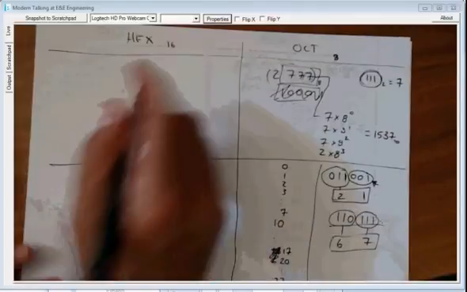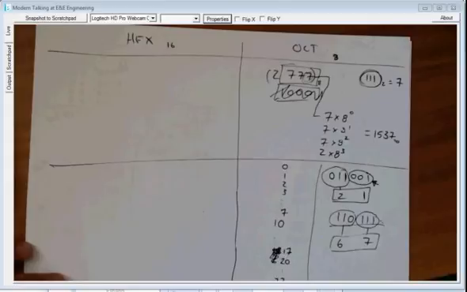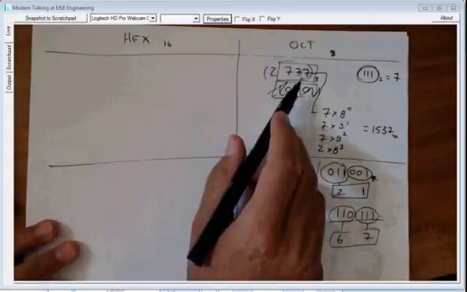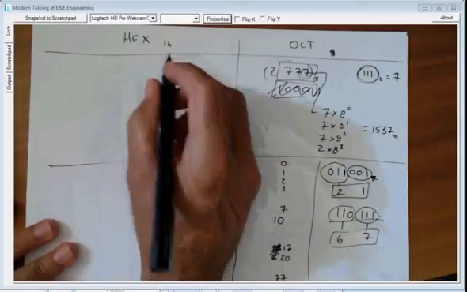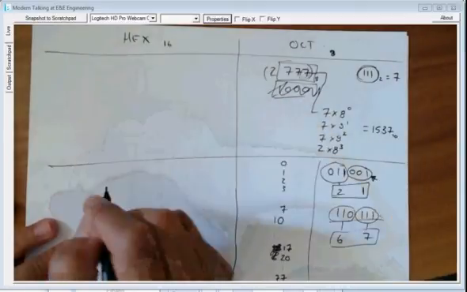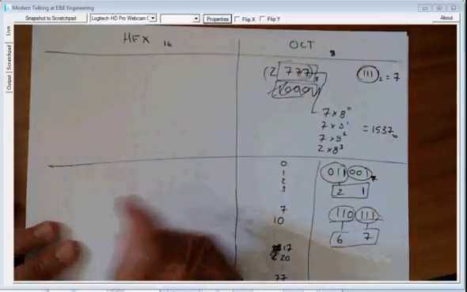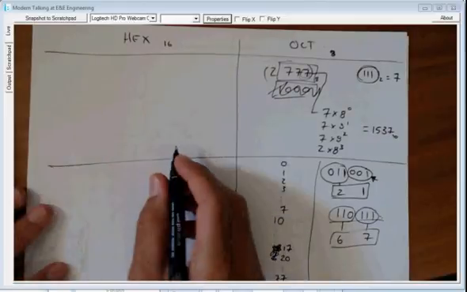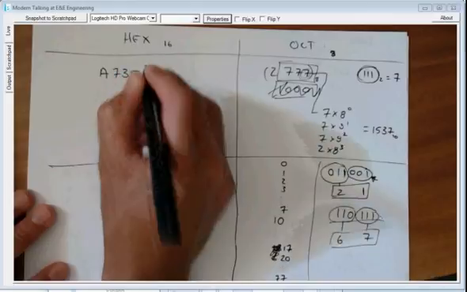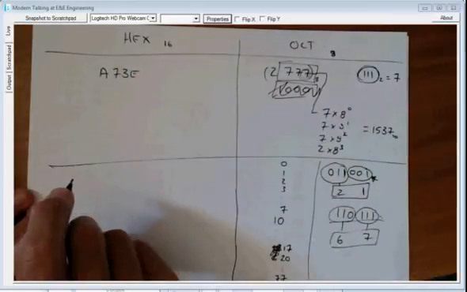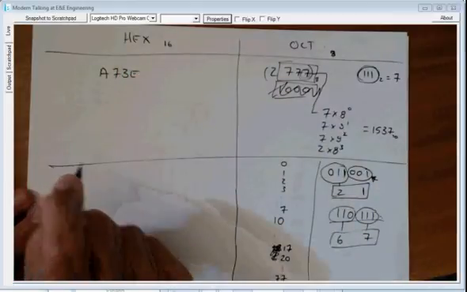Now hexadecimal, this is the one that we tend to use a lot, is exactly the same as octal. It's just now the base number is 16, and now our groupings of ones in the binary system will be 4 bits. So hexadecimal, it looks like this: A73E. That would be a number in hexadecimal. So let me just say why this is.